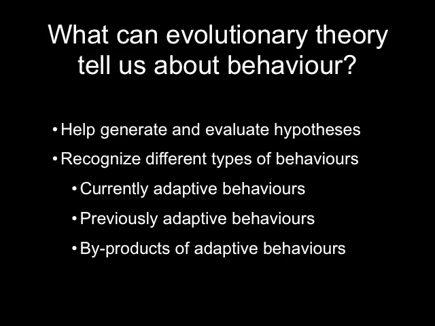So what can evolutionary theory tell us about behavior specifically? It's usually pretty easy for people to see how we can use those principles to understand how lungs evolved or how the heart evolved or how the eye evolved. But to understand how behavior evolved, why does it matter how behavior evolved and what can it tell us? One thing is that evolutionary theory can help us to generate and evaluate hypotheses.